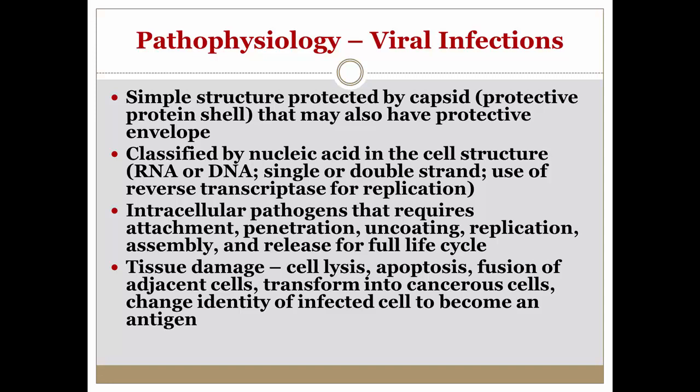So that cell damage then can occur in a variety of ways. Direct cell lysis, facilitating programmed cell death or apoptosis. It may actually fuse with adjacent cells that are close by, or cause fusion of adjacent cells. It may transfer into a cancerous cell, like the Epstein-Barr virus. And remember, it can change the identity of an infected cell to become an antigen, and then we actually start breaking down the tissues because now we think that cell that it infected is an antigen, so we're going to destroy it.